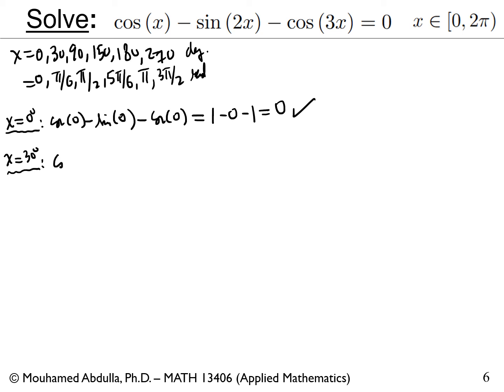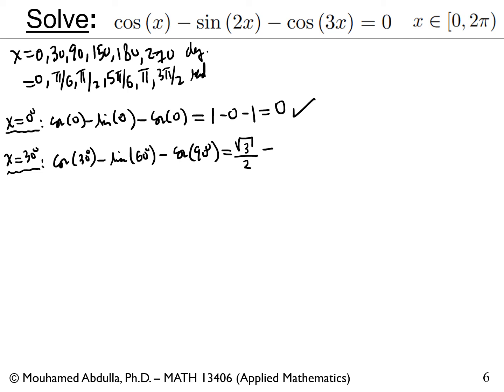We could now also check this answer with 30 degrees. So we'll have cosine of 30 degrees minus sine of 2 times 30 degrees, so that's 60 degrees, minus cosine of 3 times 30 degrees. So 3 times 3 is 9, so that's 90 degrees. Let's see what this gives us. So cosine of 30 degrees, if you remember from your hand rule or from the calculator, you'll find that it's root 3 over 2 minus sine of 60.